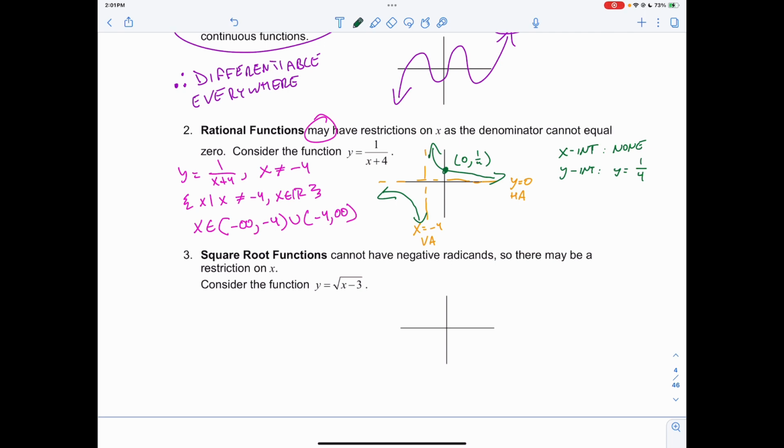When we have square root functions, if we take the square root of something, it can't have a negative radicand. So there may possibly be a restriction on x. Once again, doesn't mean there's always a restriction on x, but it's certainly a possibility.